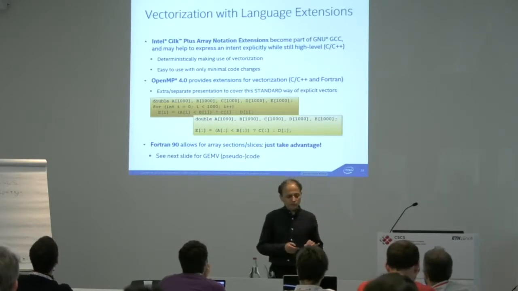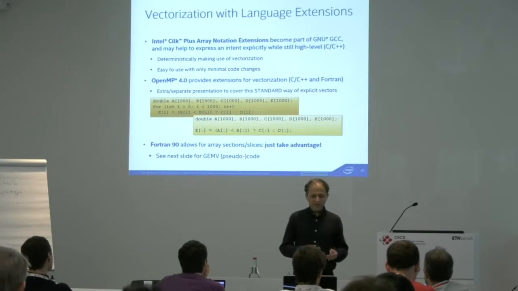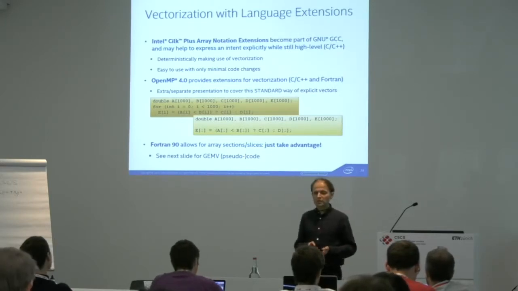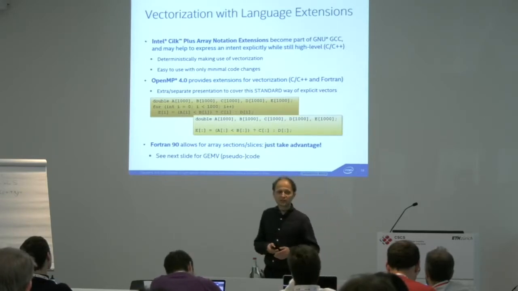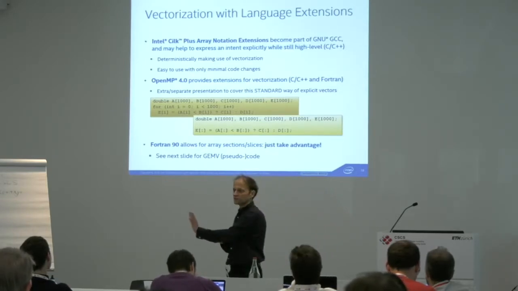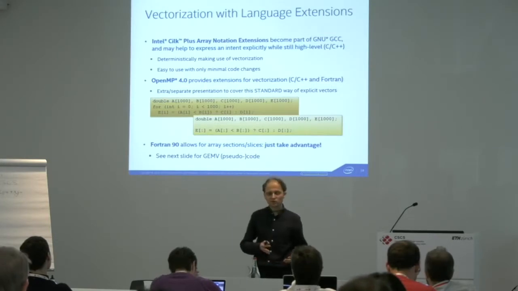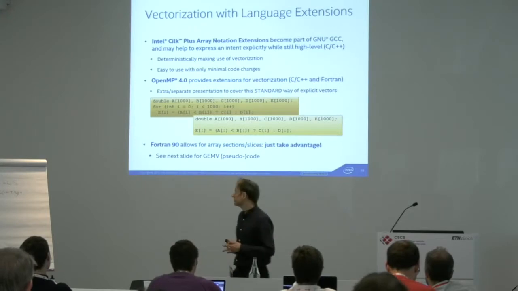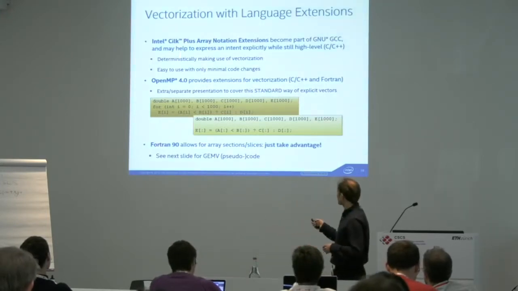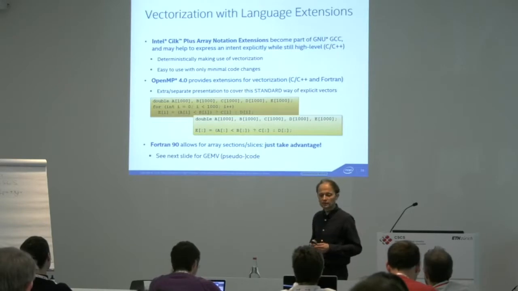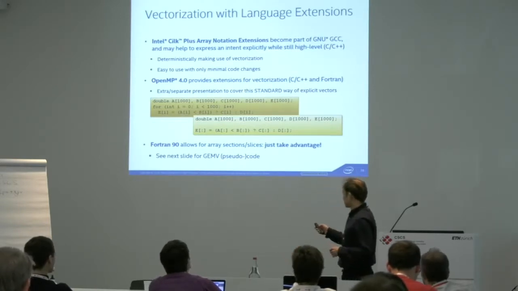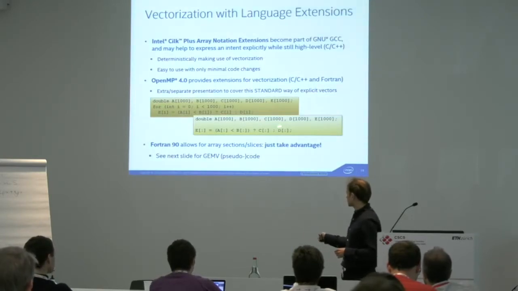One tiny word or summary on vectorization with language extensions. There was this Cilk array notation, which is just a rethinking or push forward of something that Fortran always had, towards C, and it ended up in GCC already. So you can use array notation, which is like array sections in Fortran. And you can see how that would work. You can turn this loop here into that.